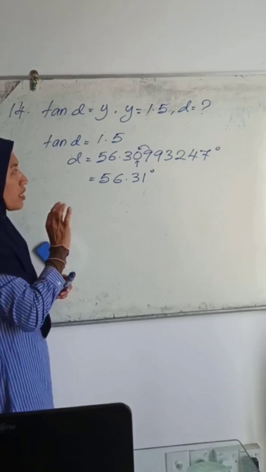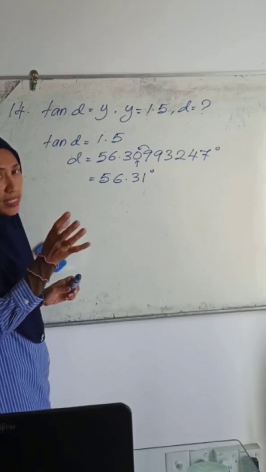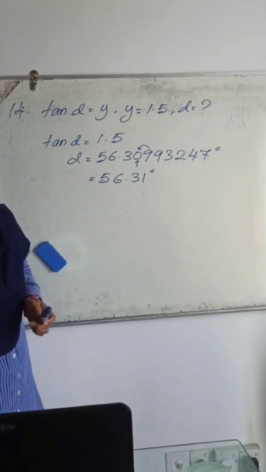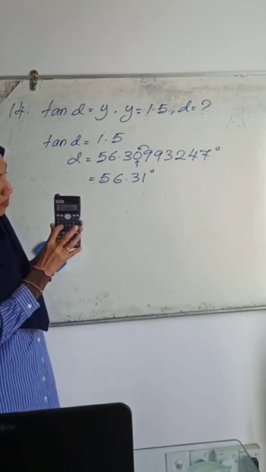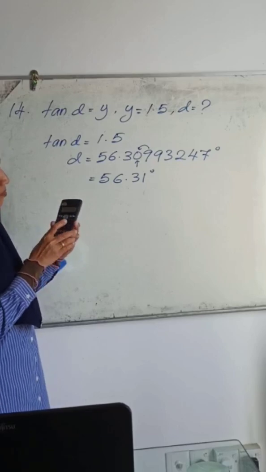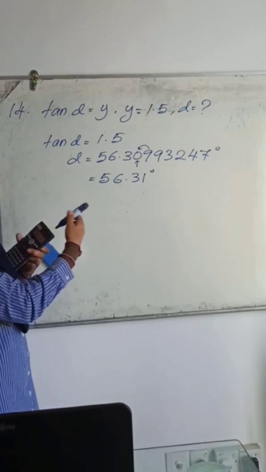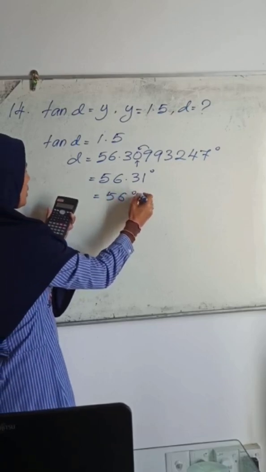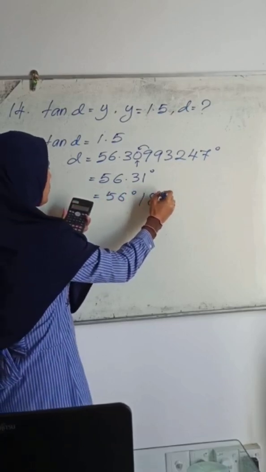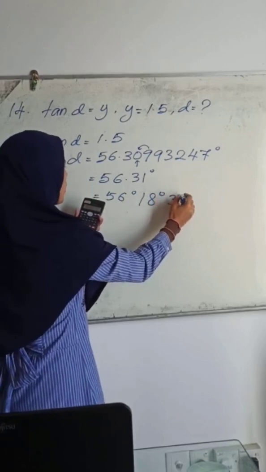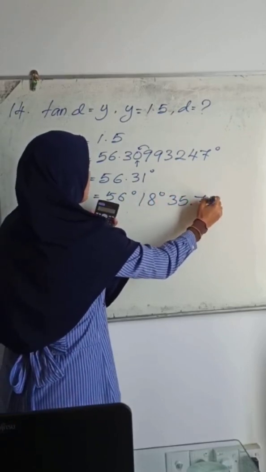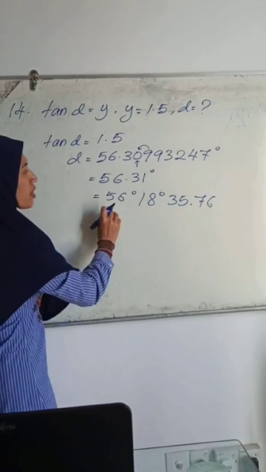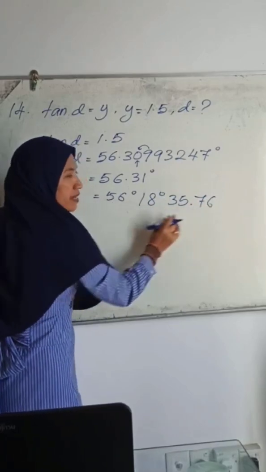If you want to answer in degrees and minutes, you can press the calculator here. So you can get 56 degrees 18 minutes 35.76 seconds. So you cannot write the angle like this.